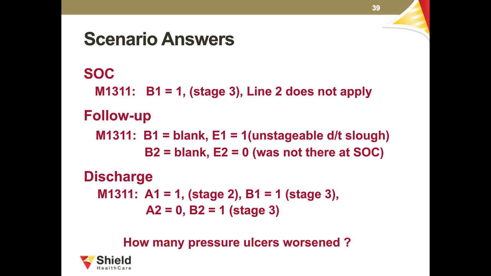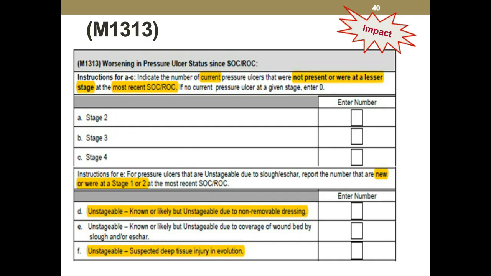So if I look at this, how many pressure ulcers worsened for this patient? Actually, only one. That one on the left hip that went from no pressure ulcer to a stage 2. The other ulcer on the left hip, she was admitted with it as a stage 3, got a little bit messier when it was unstageable, and now it is a stage 3 again. So it didn't improve, but it also did not worsen. So the only worsened one was actually that stage 2. So that's kind of an example of what happened with that one.